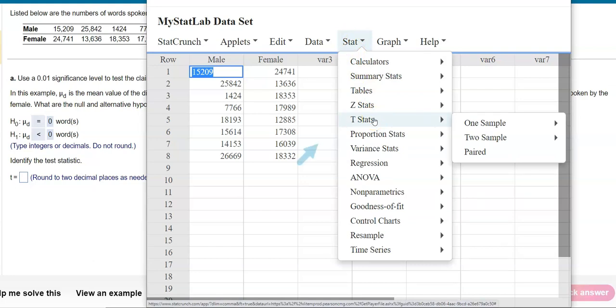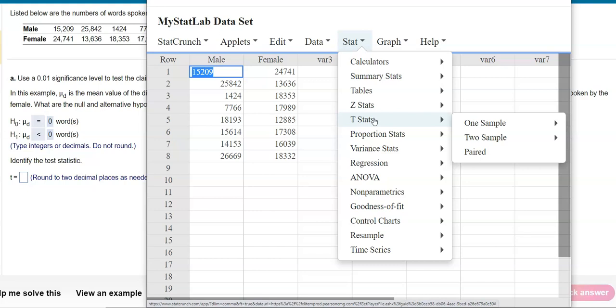We're choosing T Stats because we're talking about a hypothesis test for a mean, and we do not know the standard deviation from the whole population. We have a sample, so we can get the standard deviation from the sample, but it's important to note where the standard deviation comes from.